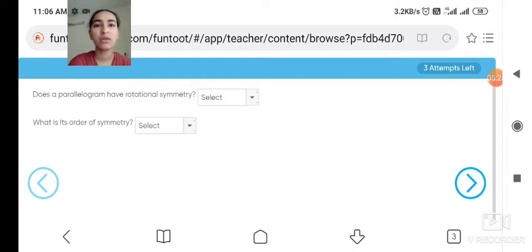let's take another. Does a parallelogram have rotational symmetry, and if yes, what is its order of symmetry? First, what is a parallelogram? How does a parallelogram look?